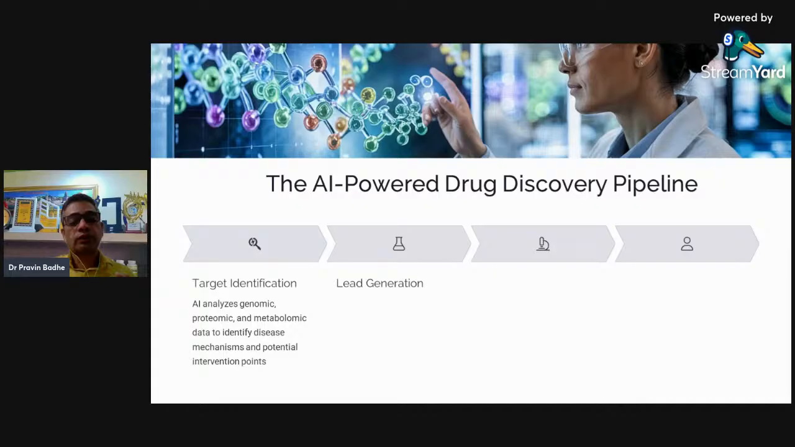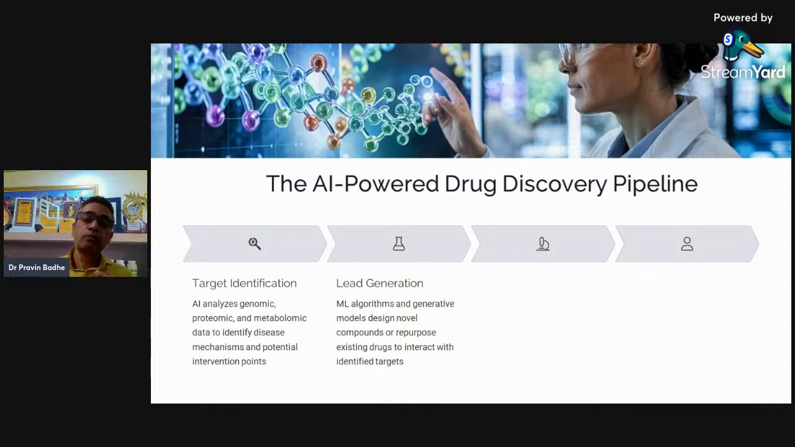Now, the second thing is lead generation. If you are into the synthetic, then you can utilize machine learning algorithms and also generative AI to design novel compounds. But simultaneously, you can do two other things: one is the repurposing of existing drugs, and the other is looking at small molecules from plant sources, which can give you information about the interaction with the identified target.